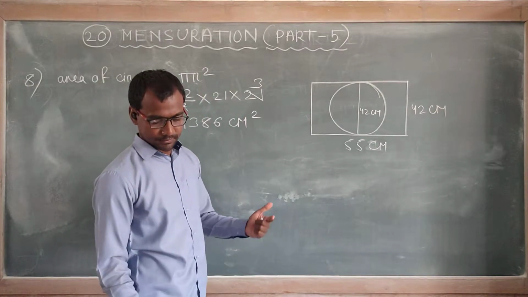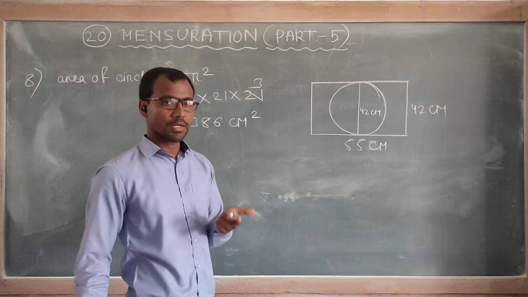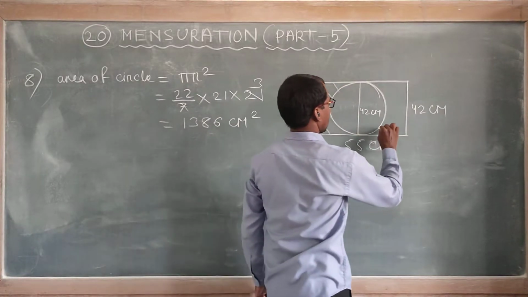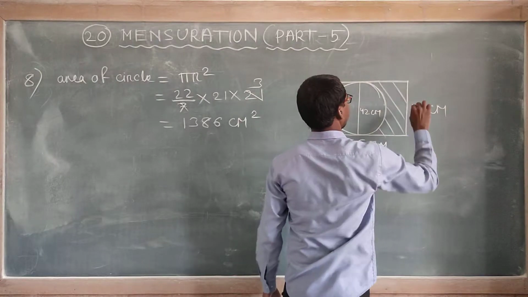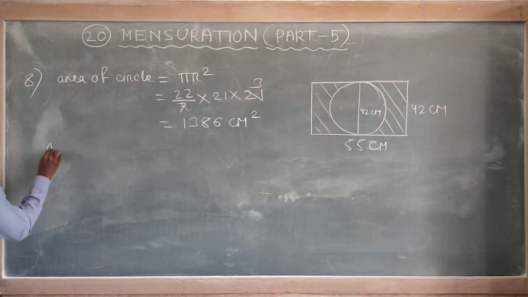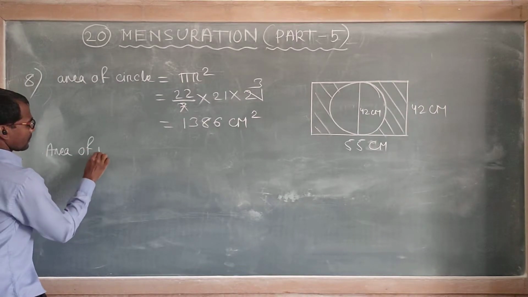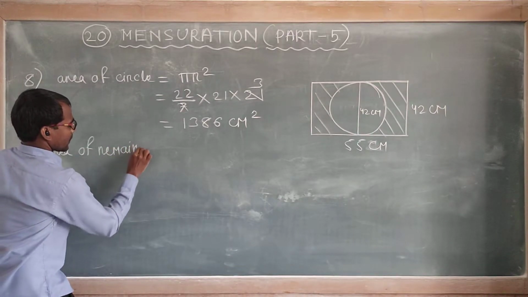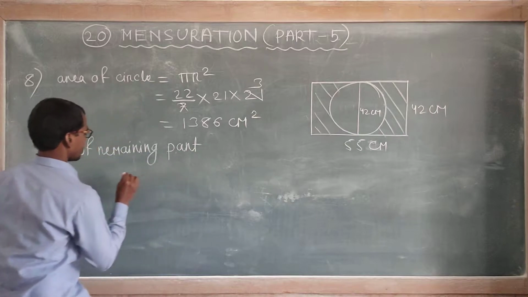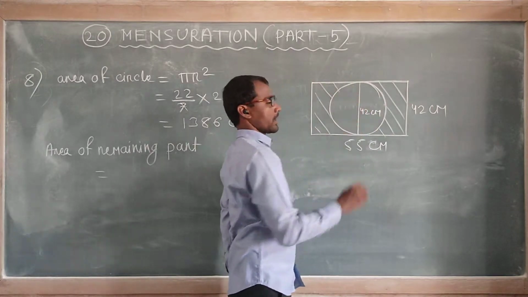The question is to find the ratio between the area of the circle cut and the area of the remaining cardboard. Remaining cardboard means this part. So let us find its area. Area of remaining part is equal to, how to find the area of the remaining part? Area of the rectangle minus area of the circle.